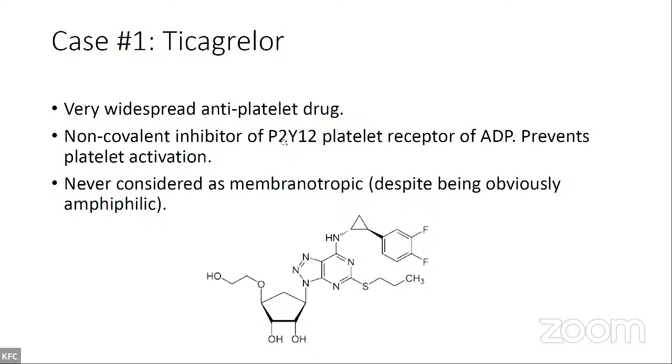And this drug was never considered as membranotoxic, despite the fact that it's amphiphilic. If you look at the structure, you see immediately that this part is kind of hydrophobic. This nucleoside analog is hydrophilic. So it should actually act as a membranotoxic compound, but we never studied it.